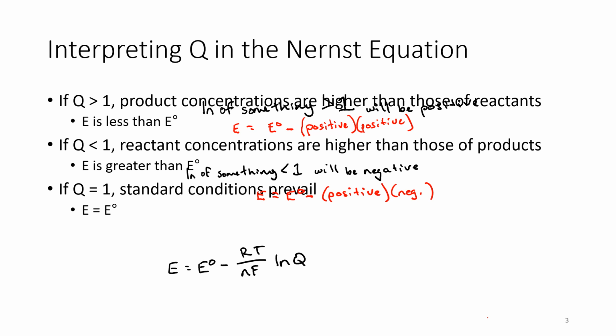And then if Q is equal to 1, the natural log of 1 is 0, which will make all of this stuff be 0, so E is equal to E naught in that case. Or our voltage is equal to our standard voltage in that case.